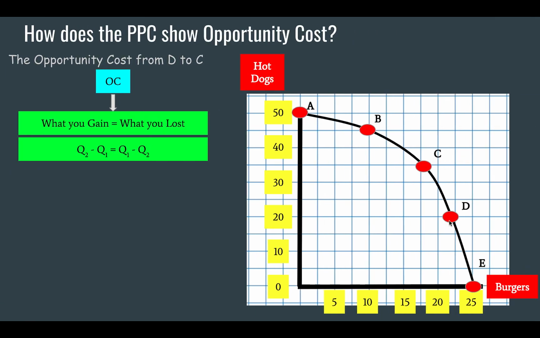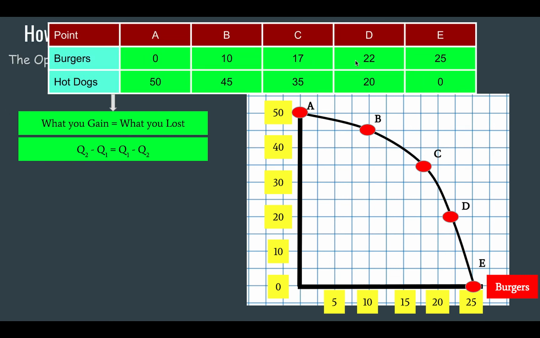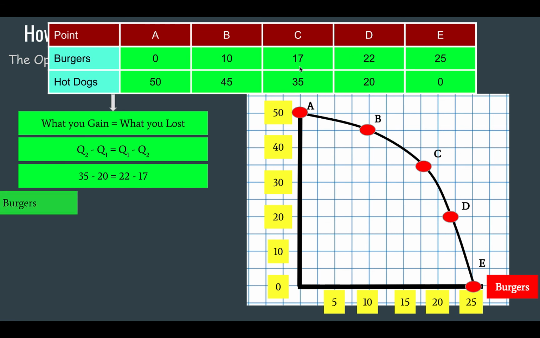So again, I'm going to say, okay, the opportunity cost from D to C. Now, what did we gain? Well, we gained hot dogs, and I don't know how much, so I'm going to use this table. As far as I can see, we went up in terms of hot dogs from D to C by 15, if that's correct. Yes, it is. And then what did we lose? Well, we lost 5 hamburgers. So 15 hot dogs equals 5 hamburgers.